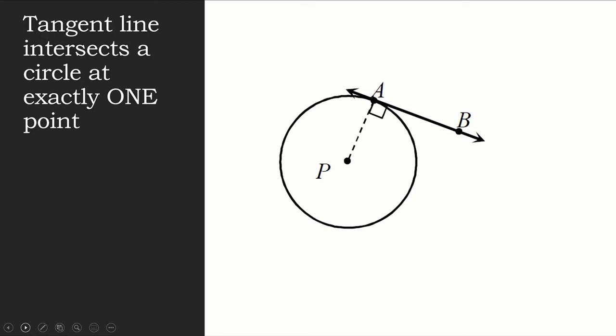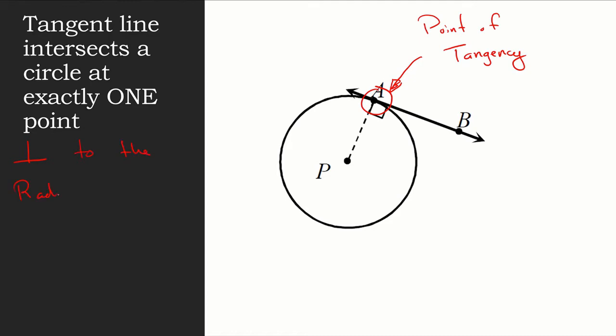So tangent lines. A tangent line intersects a circle at exactly one point. That point where it does intersect, that is what we call the point of tangency. And what's important about that is that the tangent line and either the radius or the diameter are always going to be perpendicular to each other, right? So the tangent line is always going to be perpendicular to either the radius or the diameter.